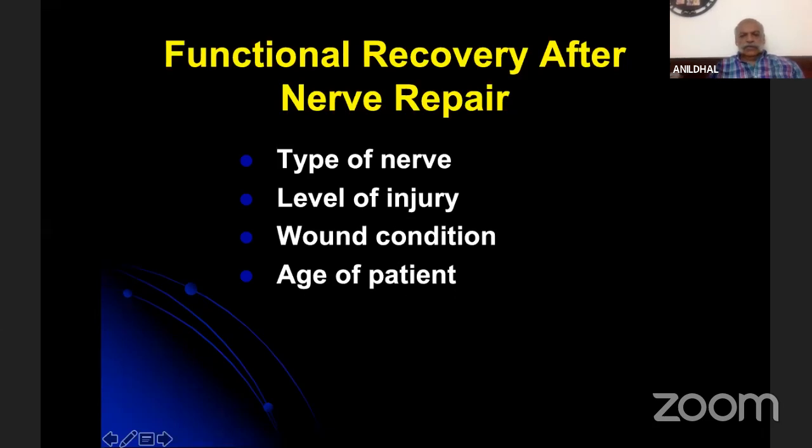Last but not the least, age of the patient. Children have tremendous regenerative ability, and apart from that, since the limbs are still growing, the size of the patient is small, the distance to be traveled by regenerating axons is smaller than in an adult, and along with that, neural plasticity in the brain provides the child patient with almost normal results after a well-done peripheral nerve repair.